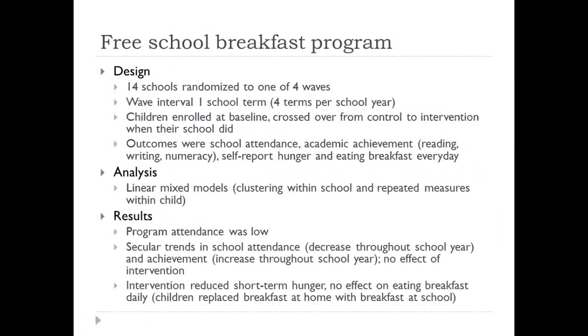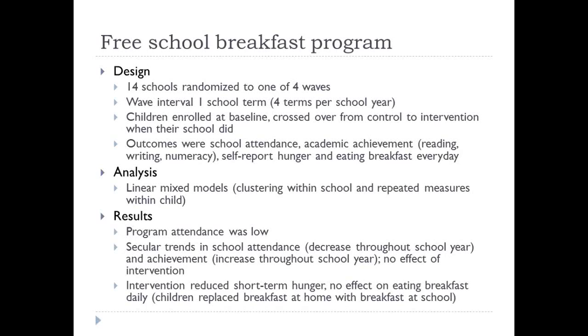Okay. And in this design, there were 14 schools that were randomized to one of 4 waves, and the wave interval was 1 school term, and there were 4 terms per school year in New Zealand. Children were enrolled at baseline and then crossed over from control to intervention when their school did, and that is the key feature of design B.